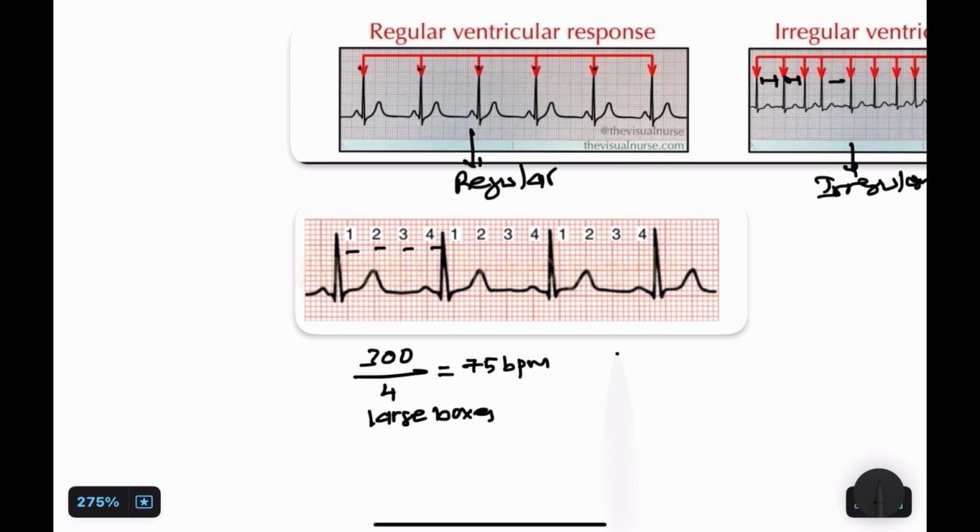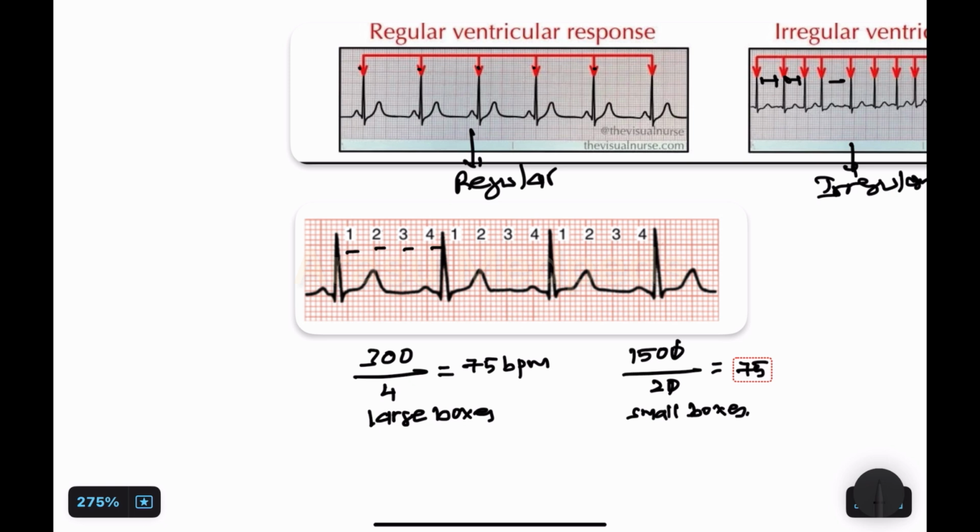One more method is we have to divide number 1500 by the number of small boxes between the same QRS complexes. So we have to count these. Suppose here if we count, it is totally 20 small boxes. So again if we divide it, it will come to 75 beats only. This is the second method using small boxes. So you might say almost both are equal only. Why are there 2 different methods?